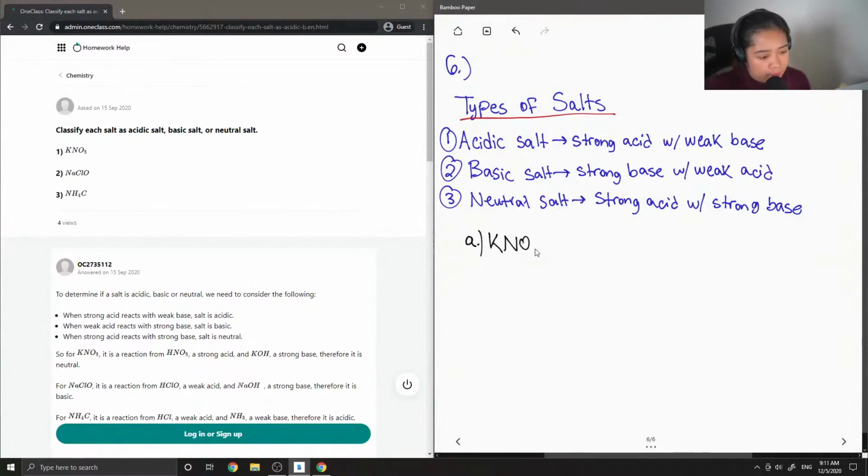They first have potassium nitrate. So potassium nitrate was formed using nitric acid, which is a strong acid, and potassium hydroxide, which is a strong base. So therefore, this is a neutral salt.